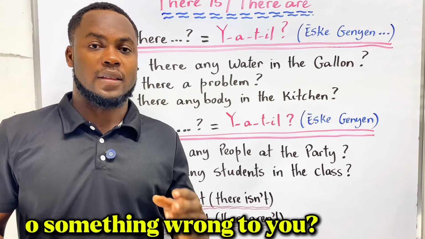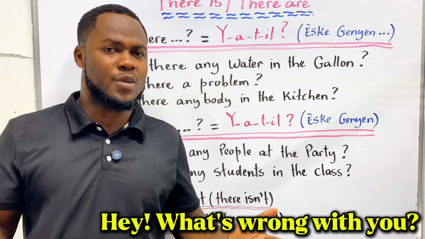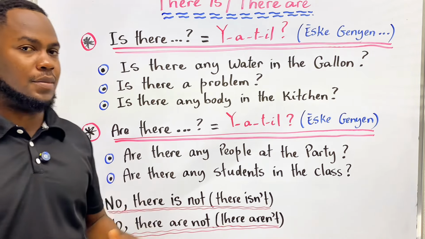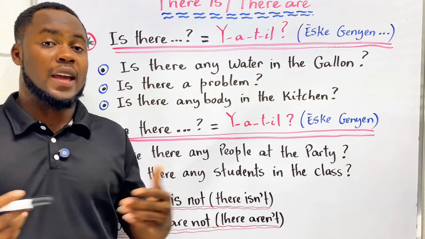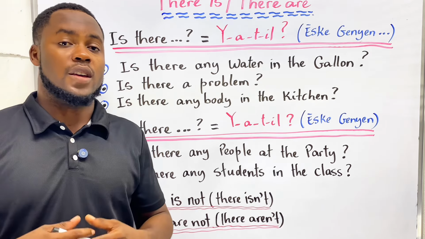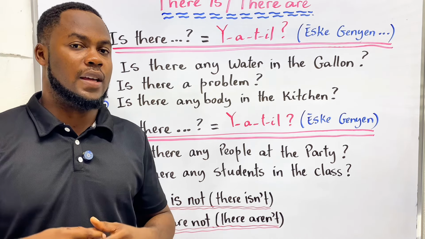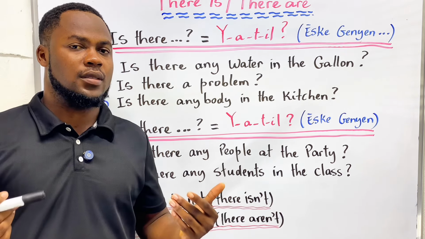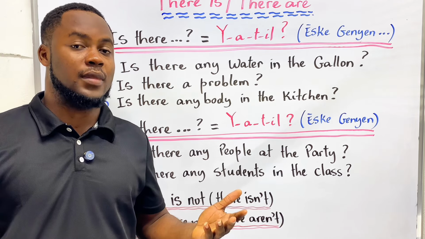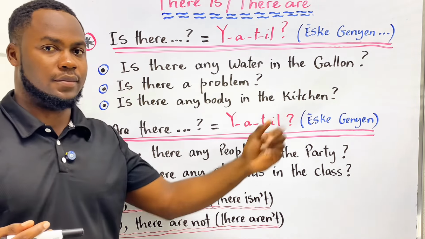I can say, did I do something wrong to you? Hey, what's wrong with you? Is there a problem? I see you frustrated, you sad, you angry with me. But I could say, is there a problem? Come on. Is there a problem? Good.